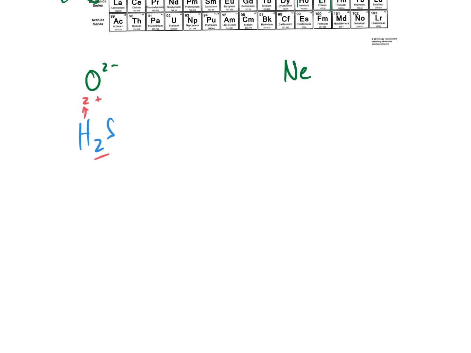You with me? And sulfur, it's in group what? 16. So it has 6. So we have a total of 8 valence electrons for this compound. You with me? All right, what's our next step?